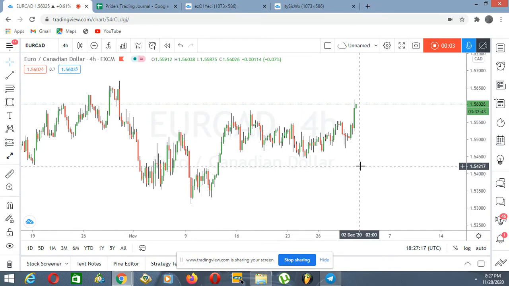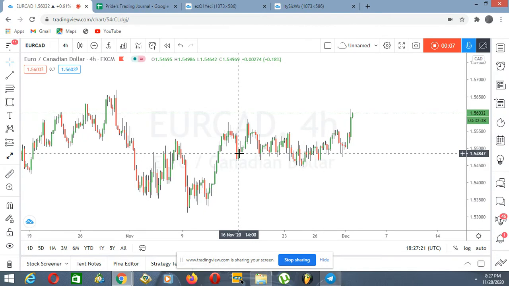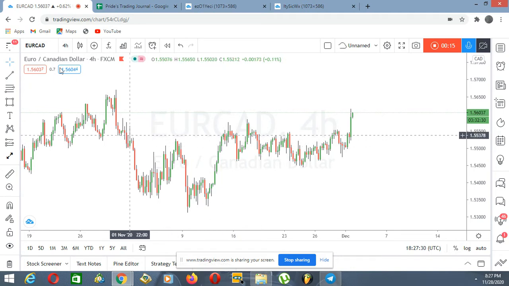Evening traders, evening. I kind of want to go through this trade that we took at the beginning of the week, and price just shot up in profits. This is a EURCAD trade.